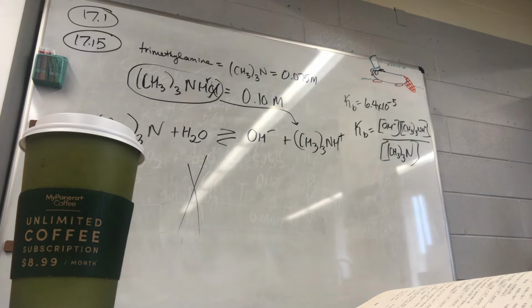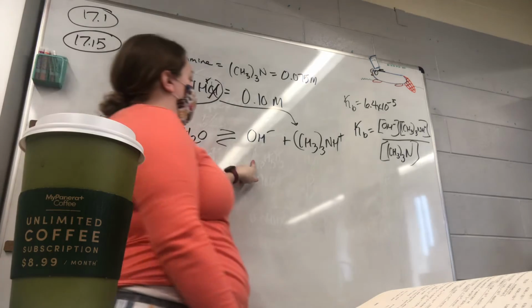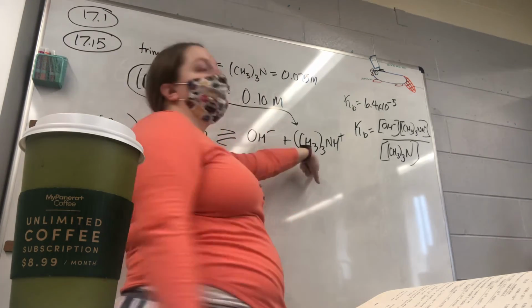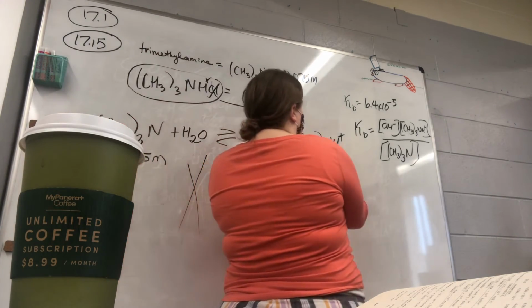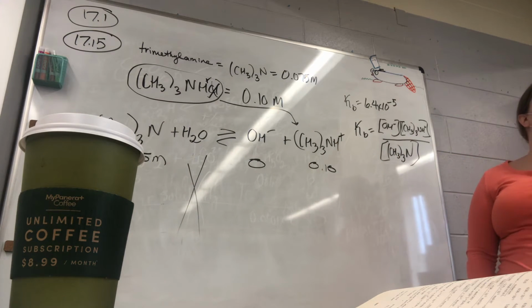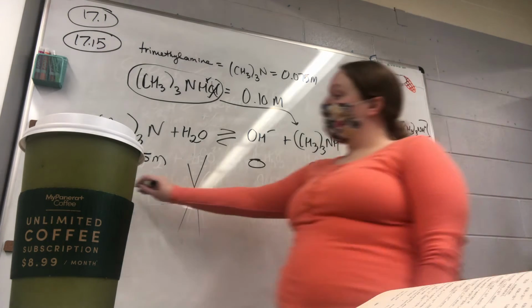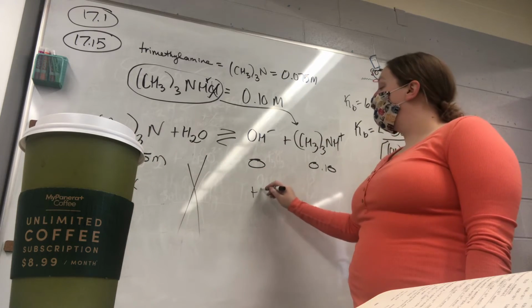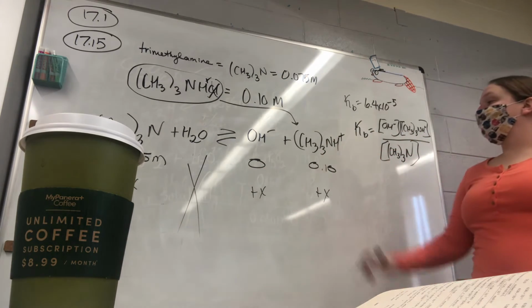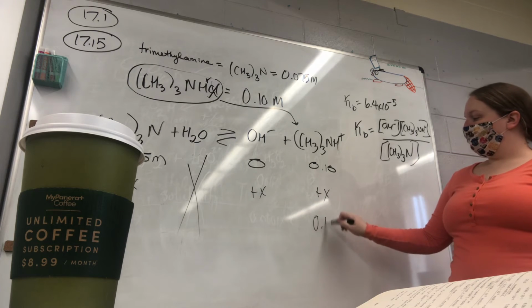All right. What goes in the I section? Up there. 0.075. What about here? The other one. Wow, you guys are really good today. All right. What goes in the C? Minus X on the left side and plus X on the right side. What goes down here? 0.1 plus X.